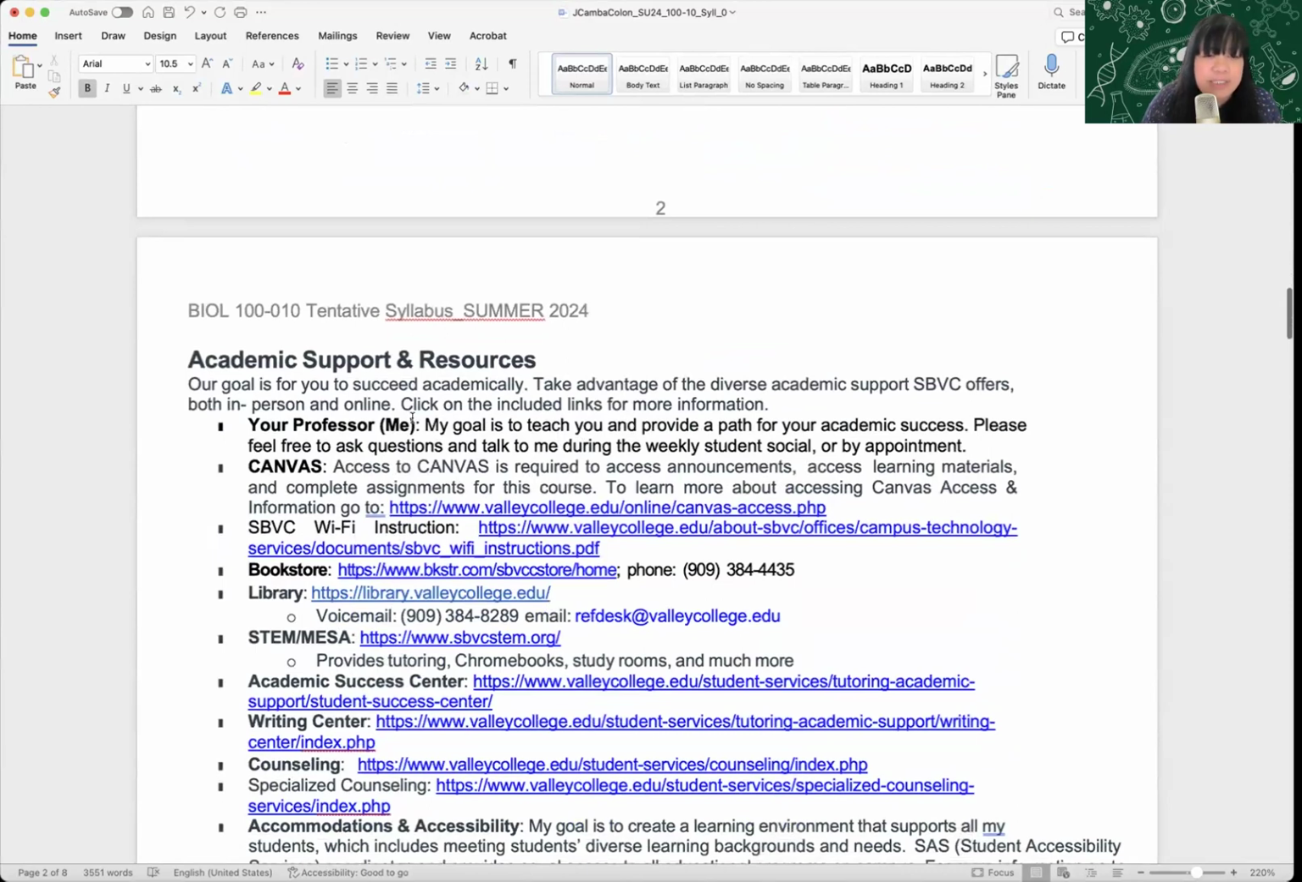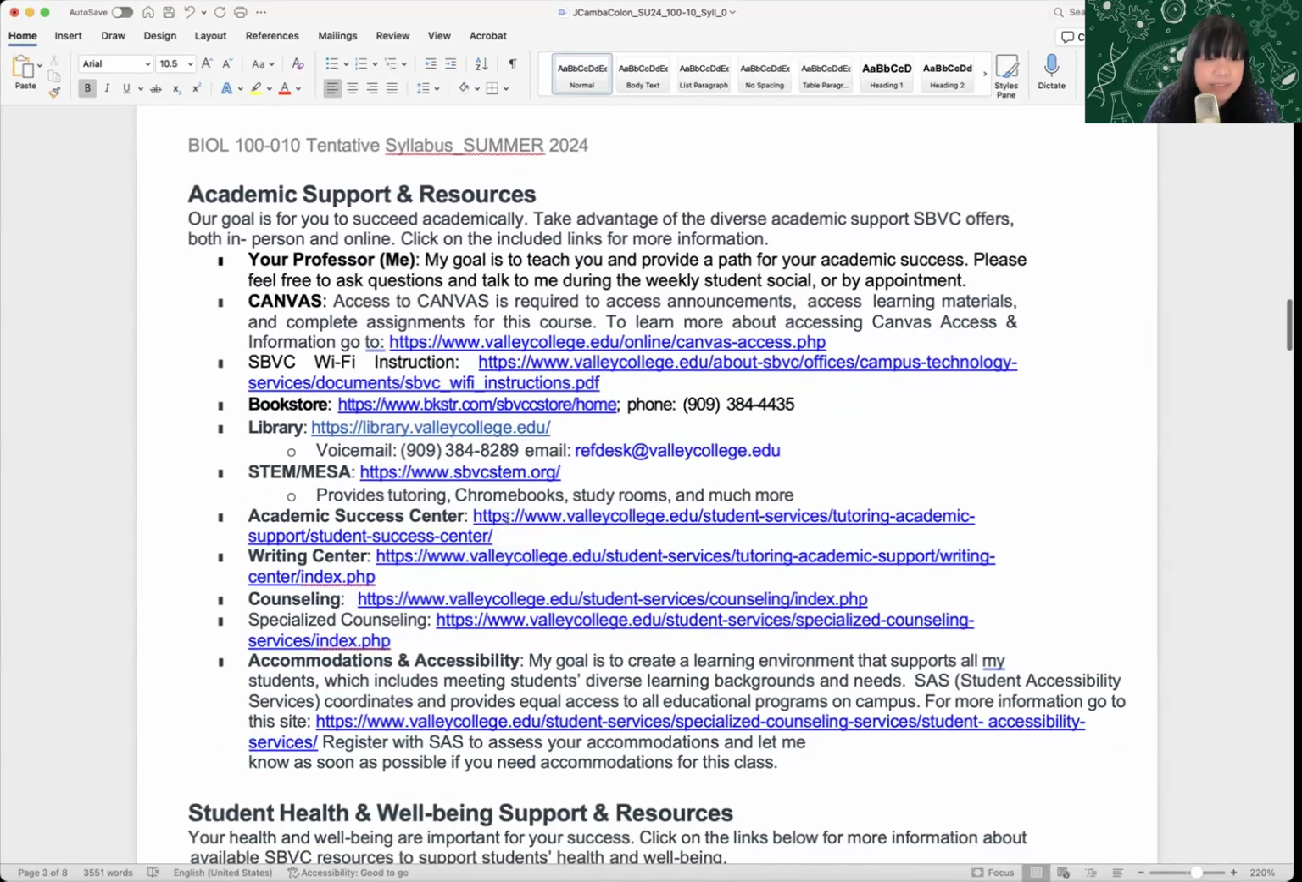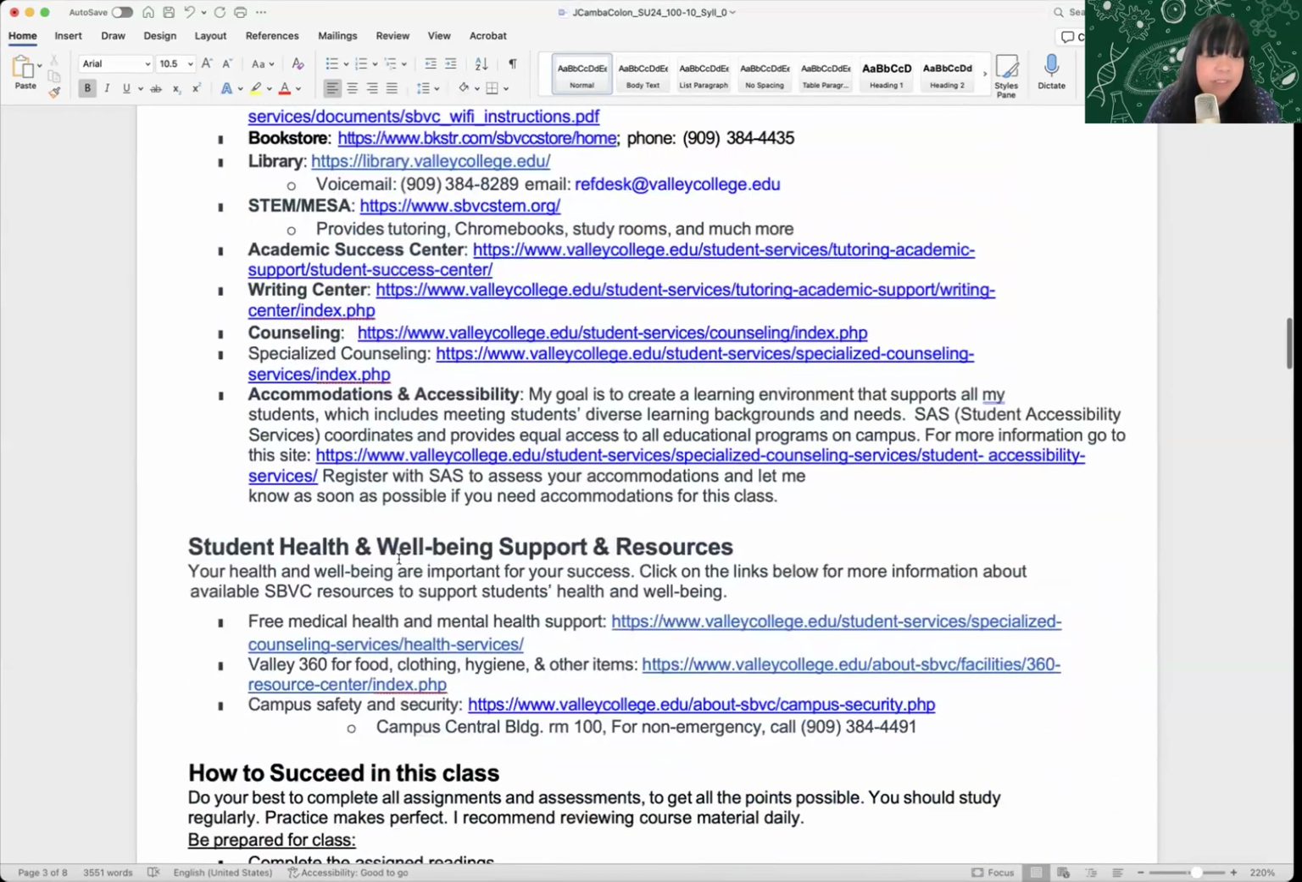These are your academic support and resources. Again, these are all very important. So this is all about Canvas. This is for the bookstore, the library, STEM Mesa, the Academic Success Center, the Writing Center, counseling, accommodations.